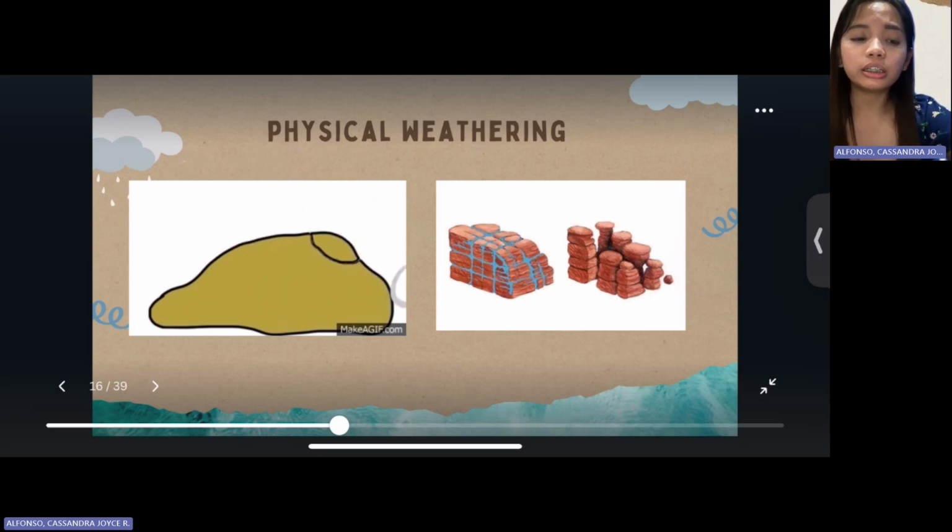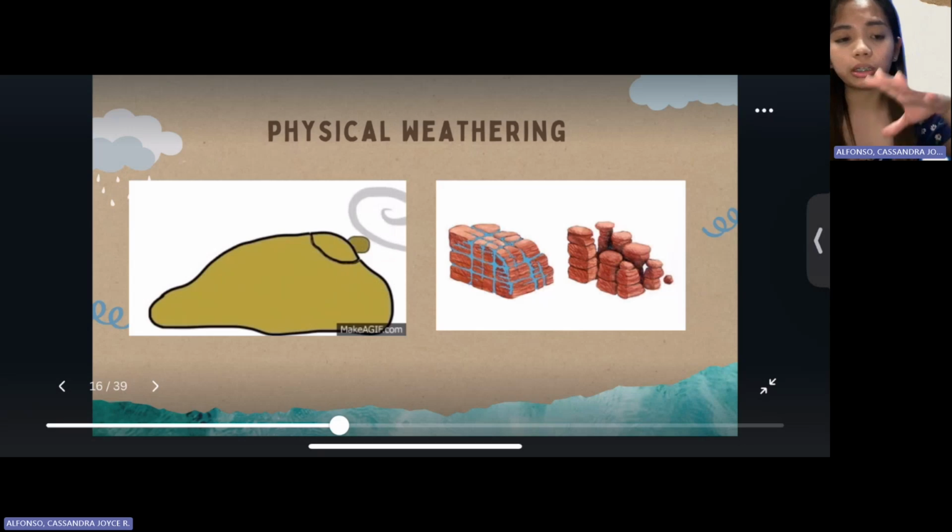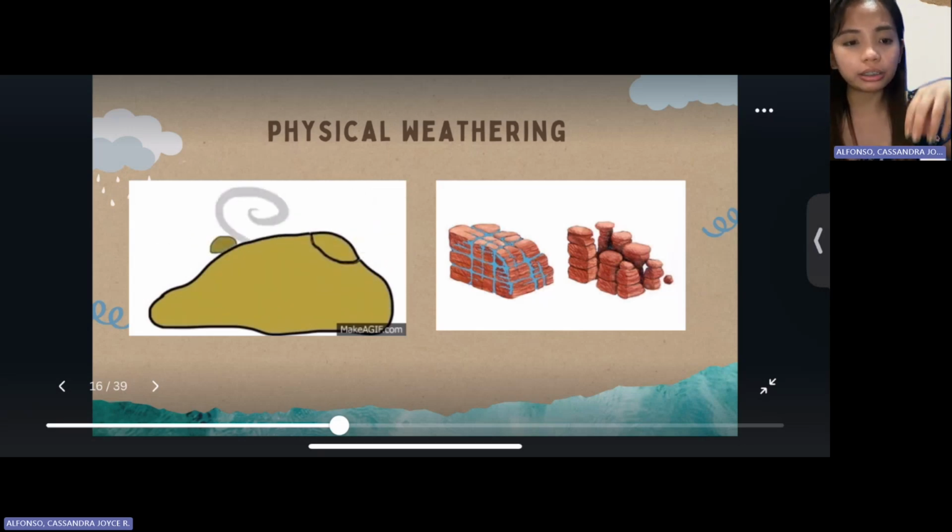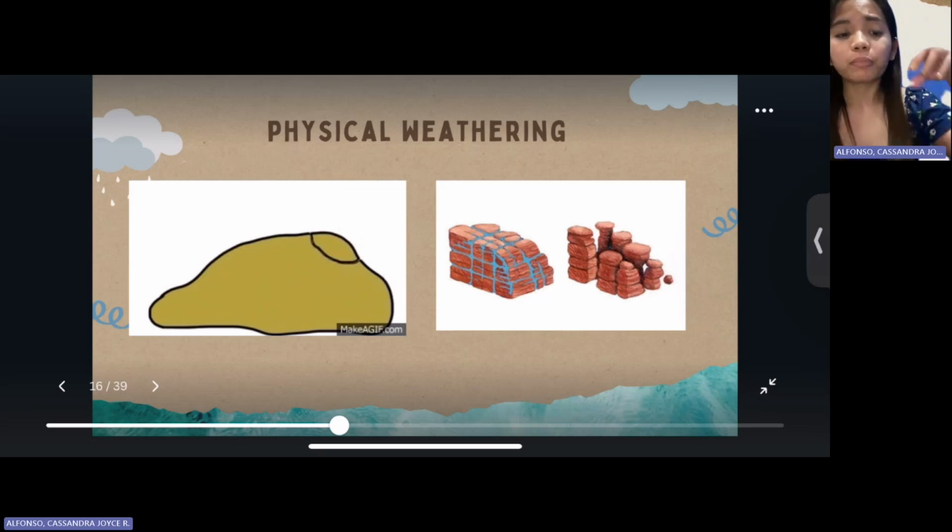So the second picture here is what I showed before. So here nakita nyo one whole rock siya. So malaking rock siya. And then yung second part nun is nag-break na siya into 1, 2, 3, 4, 5, 6, 7 yan. 7 na column of rocks.